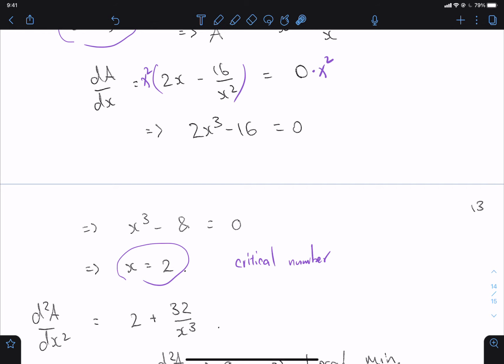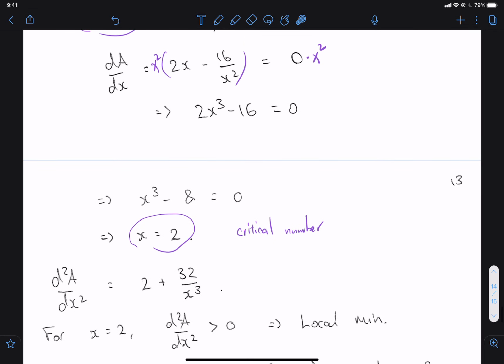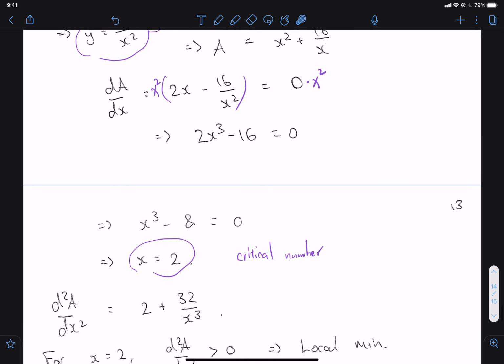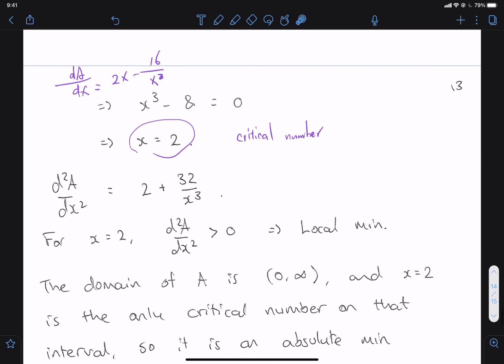And we want to figure out what kind of critical number it is. So let's take the second derivative. Let me denote the first derivative: dA divided by dx was equal to 2x minus 16 divided by x squared. And then we take the derivative of this. The second derivative is equal to 2 plus 32 over x cubed. That is a positive thing, right? Positive means local min. Okay, we have a local min.